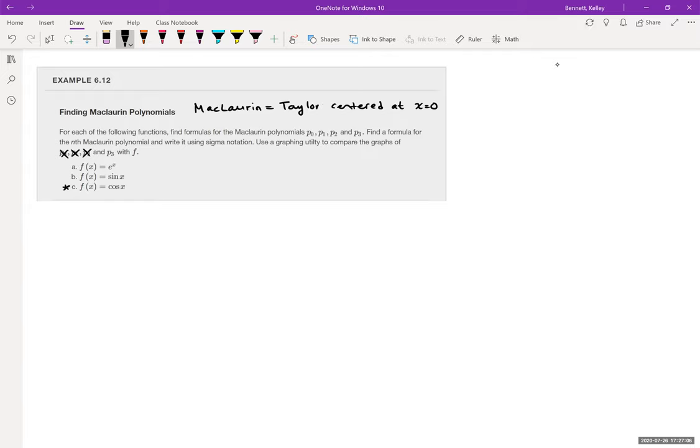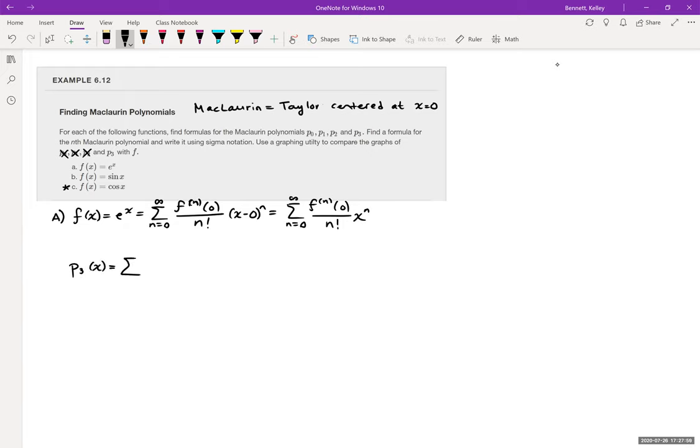So in general, we want to find a way to nicely write the Maclaurin polynomial. Again, just a Taylor polynomial centered at 0, so it's going to have the exact same form. Instead of writing minus 0, I can just simplify this. I want to give an approximation for P3. P3 of x is just going to be the partial sum from n equals 0 to 3 of the nth derivative of f evaluated at 0 over n factorial times x to the n.